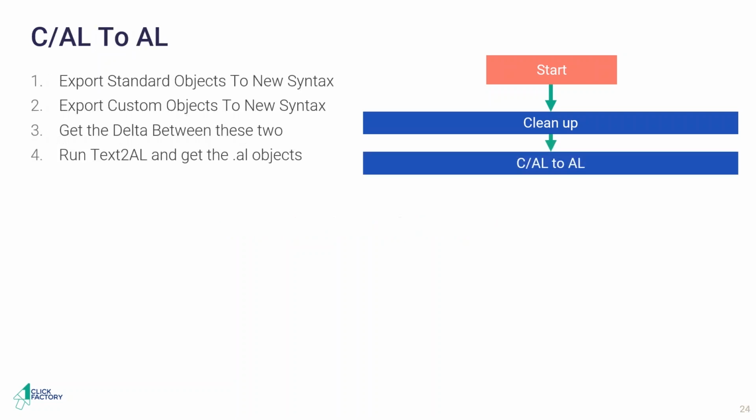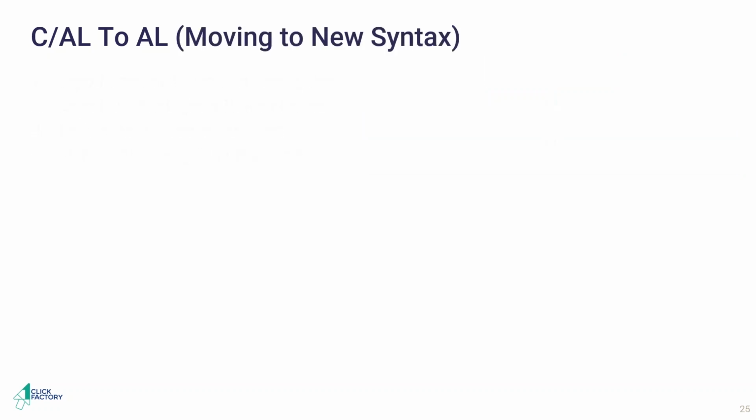And the first step, the first jump from CAL to AL, is to move your solution to the new syntax. We're going to talk about what the new syntax is a bit later in the webinar, but let's talk about all the steps that you need to go through when moving from CAL to AL. So the first step when moving from CAL to AL is moving to new syntax.